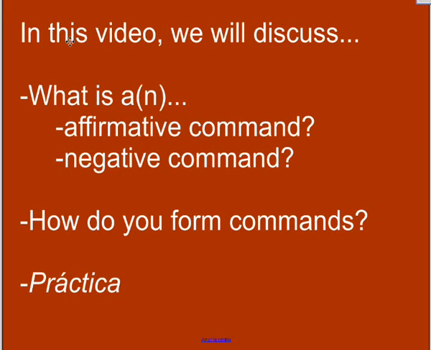Alright, so in this video we're going to discuss what a command is and specifically what an affirmative command is, what a negative command is, and also we'll talk about how you form these commands, what the steps are, and the conjugations. And then at the end we'll do some practice.